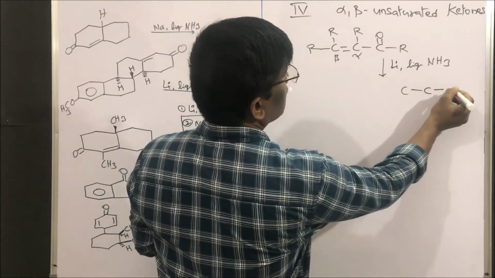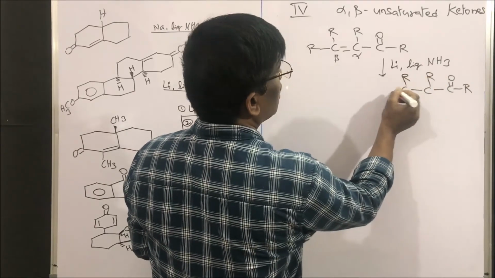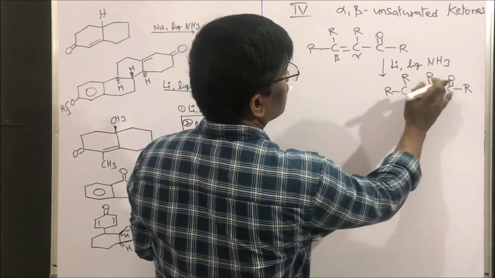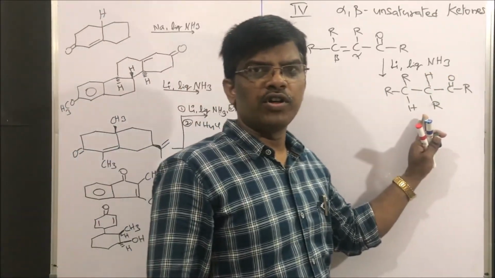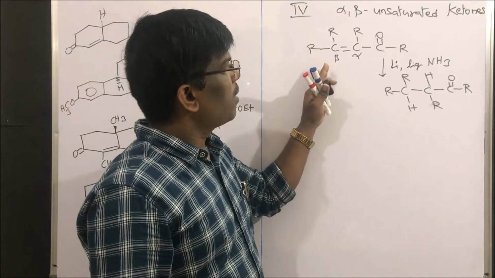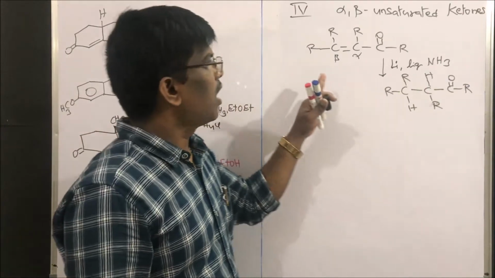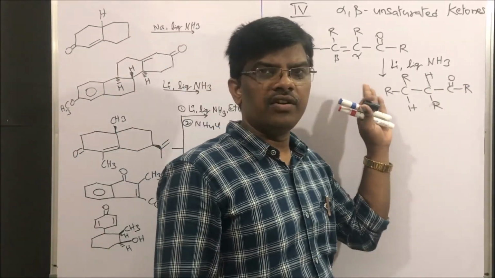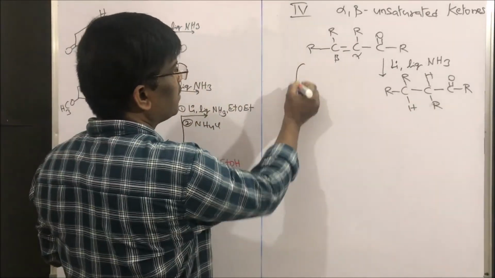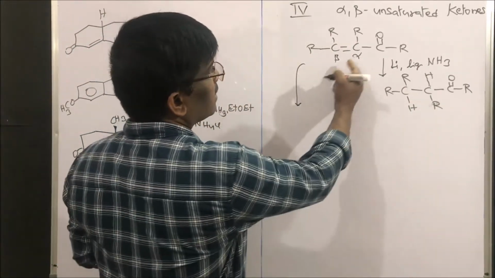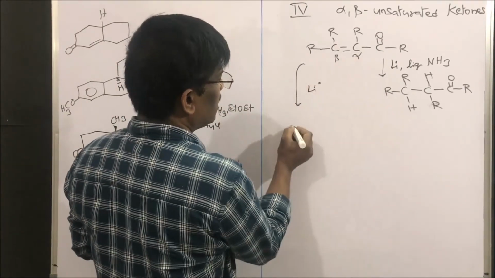C, ketone R, here hydrogen R hydrogen. So this is the compound what I am going to get. So double bond will be reduced to give ketone. So alpha beta unsaturated ketones are reduced to only ketones, saturated ketones. So what is the mechanism? Let us see the mechanism. Yes, so in presence of radical, that is lithium radical, shall I write like this?